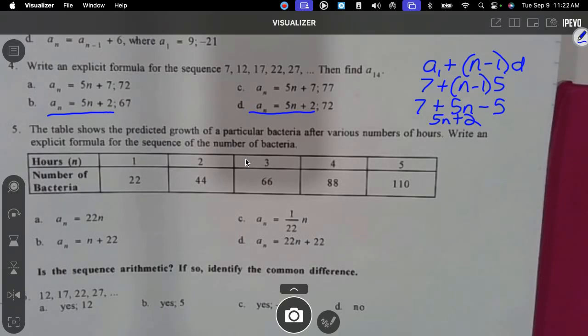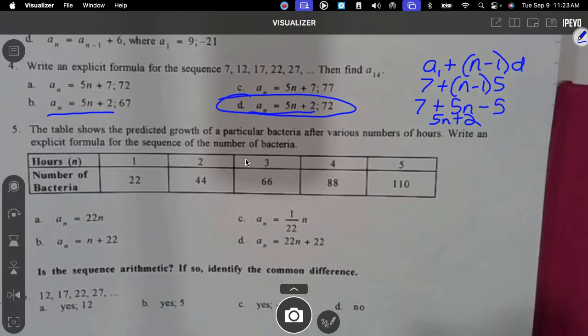Plug in 14. So I would just plug in 14. 5 times 14 plus 2 is 72. And you get 72. So we get D. That one was a little bit more difficult. But I don't know, it's kind of like algebra to me. That's a lot of algebra.